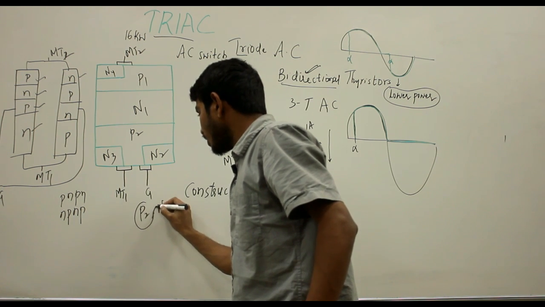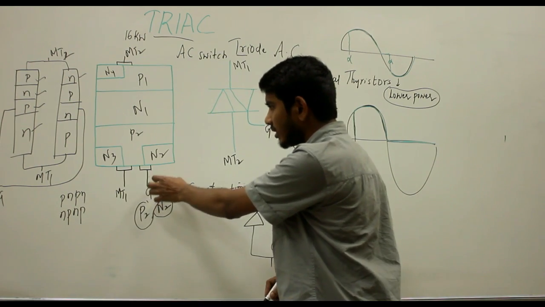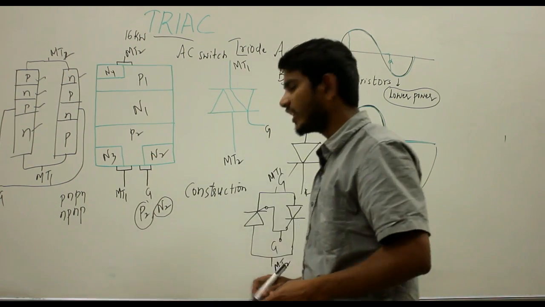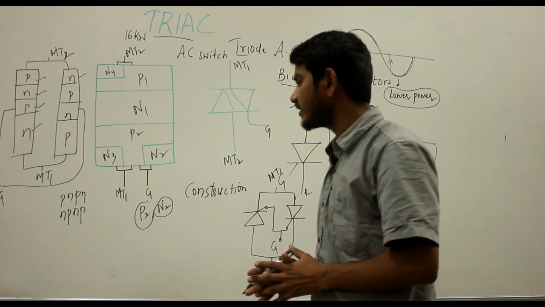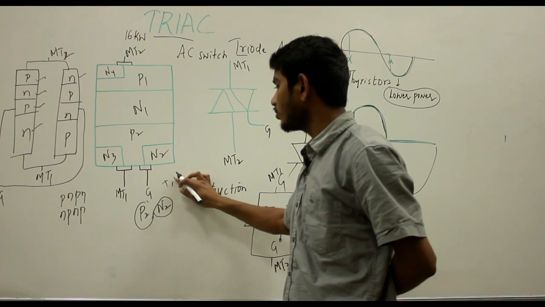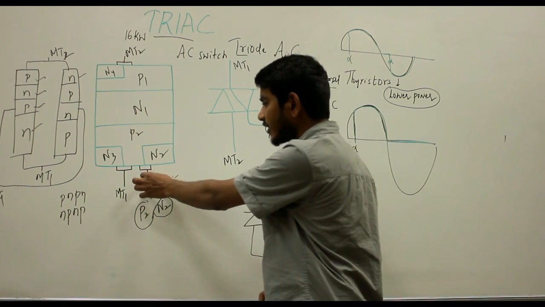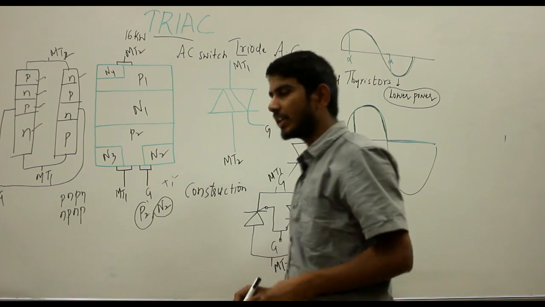In order to apply the gate signal, it is connected to both the regions P2 and N2, irrespective of the polarity of the gate signal. Either it is positive or it is negative, the gate signal will be applied, as the gate terminal is connected to both the regions P2 and N2.